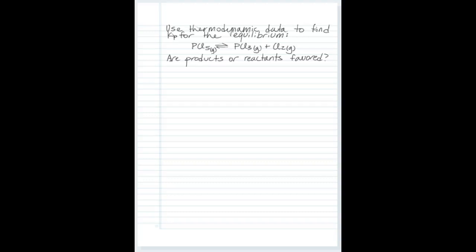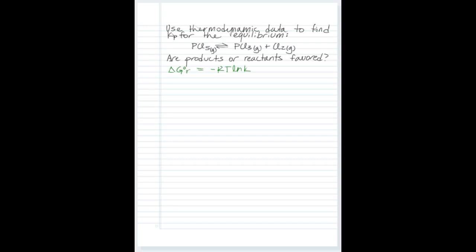Okay, so this problem is asking us to find K, the equilibrium constant for this reaction, using thermodynamic data. In order to do that, one of the equations that links K to thermodynamics is this one: the standard delta G of reaction is equal to negative RT ln K. And this is asking for Kp, since this is all in the gas state.